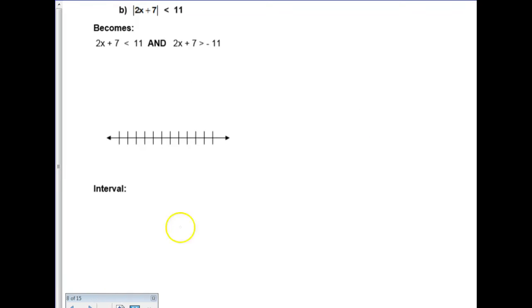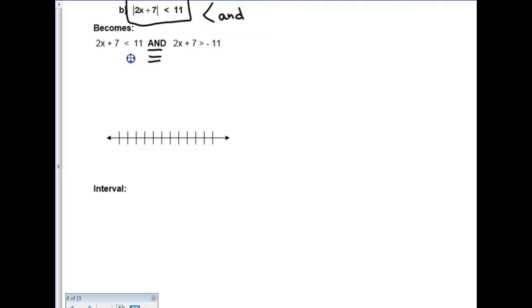So the first problem is already set up for you. This right here is the original problem. It says the absolute value of 2x plus 7 is less than 11. I went ahead and took the liberty of setting up your two problems for you. So 2x plus 7 is less than 11, and then I wrote the word and in the middle. 2x plus 7 is greater than negative 11. So first question I have for you is, why is it and? Yes. Because it has to do with this symbol. It has to do with greater than versus less than. This one is a less than, so that means it is an and problem.